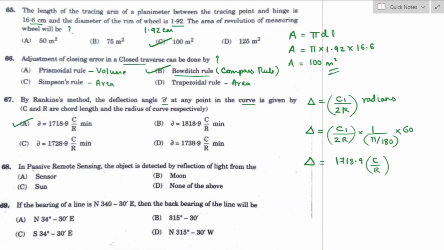Question number 68. In passive remote sensing, the object is detected by reflection of light from? We know that passive sensors can be used to detect energy from the naturally occurring source. So the naturally occurring source means it is usually from sun. Option C is the right answer.